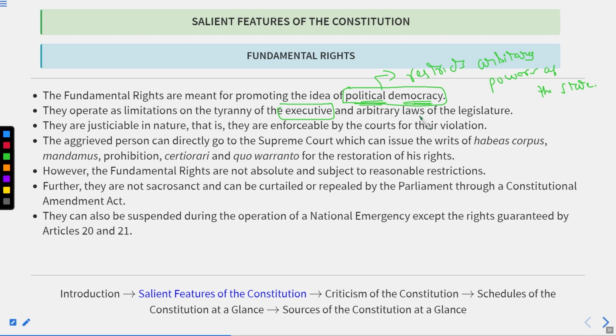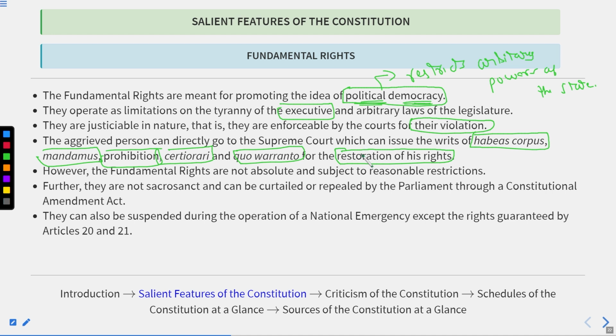They are justiciable in nature, that is, they are enforceable by courts for their violation. It means that if any violation happens in any fundamental right, then the person could directly reach the Supreme Court by Article 32 and the High Court by Article 226. The aggrieved person can directly go to the Supreme Court, which can issue the writs of habeas corpus, mandamus, prohibition, certiorari, and quo warranto. About this, we will learn in the fundamental rights chapter, so that the restoration of his right could take place.